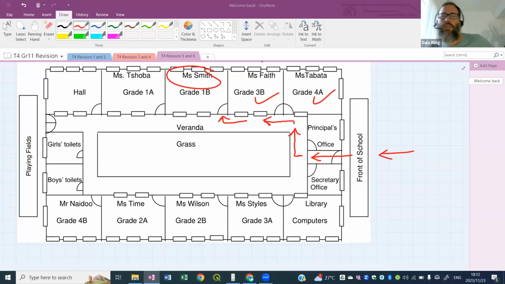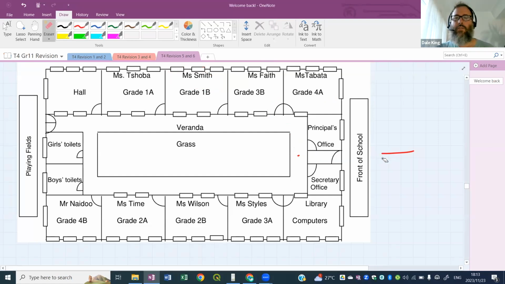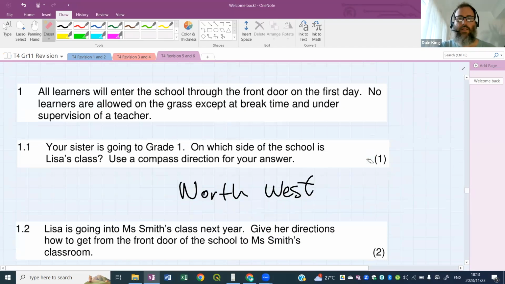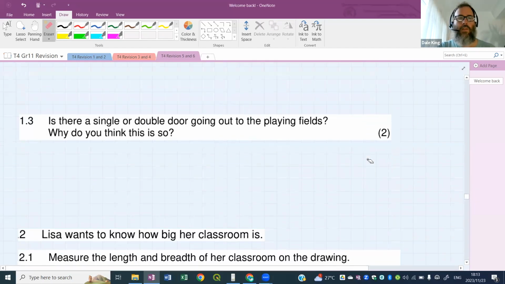So we're using directions like left and right, and also please remember to always refer to things that you're going past. So go through the front office, between the principal's office and the secretary's office, turn right as soon as you come through that corridor, stay on the veranda, walk towards the grade 4 class, turn left when you see the door of the grade 4 class, stay on the veranda, go past Miss Faith or grade 3B. It's the classroom after grade 3B, which is 1B. All right, very good. Well done. I'm not going to write all that down, but you guys get the idea. They often ask that direction question when it comes to maps and plans.